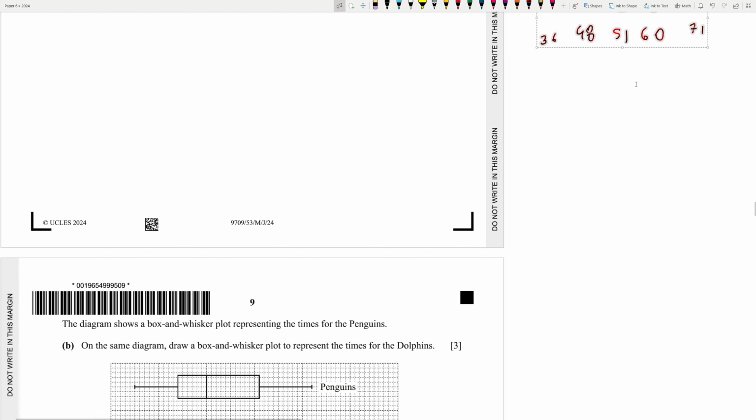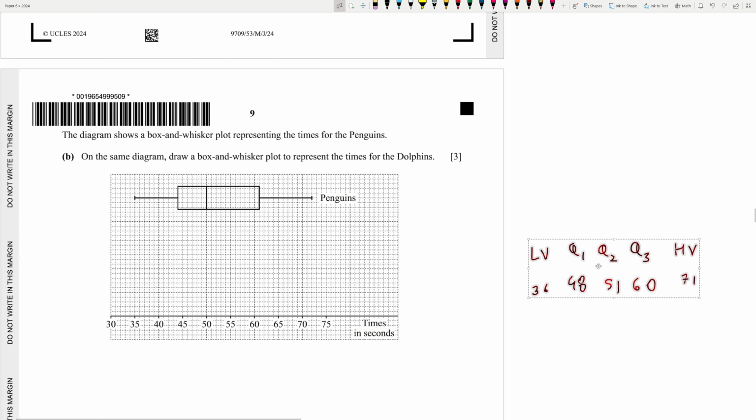I really like penguins, by the way, as well as dolphins. They're really nice.